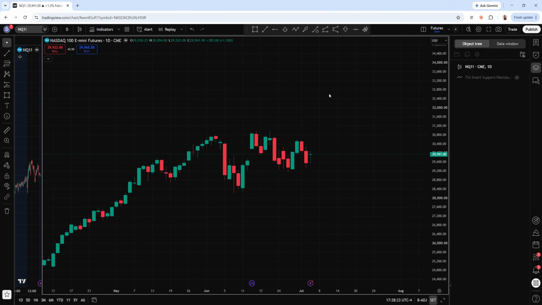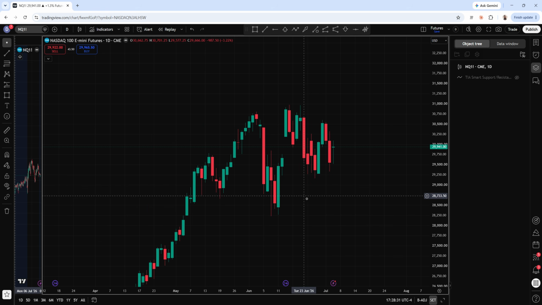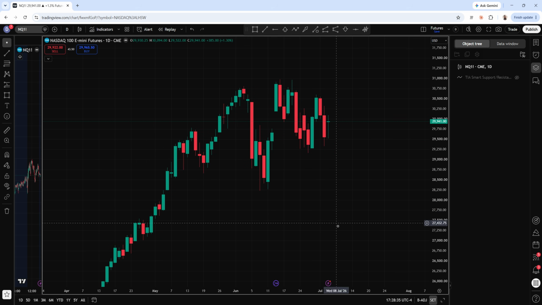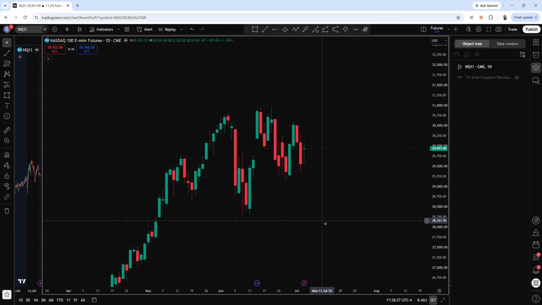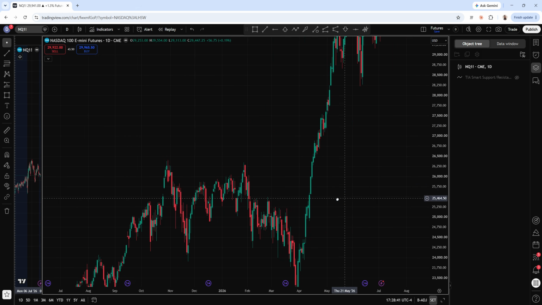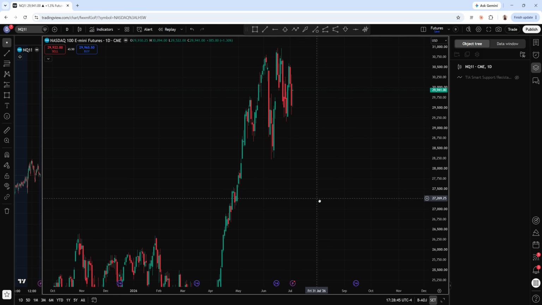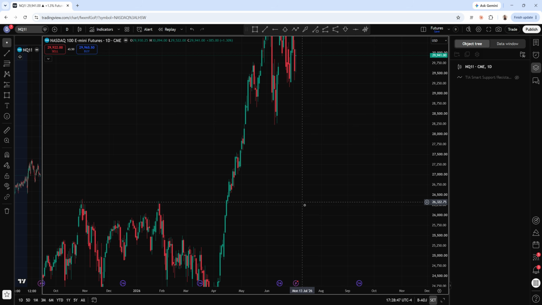Alright, so I'm going to drop the levels the same way that I always drop levels. I'm going to draw these up on the daily first, any big levels on the daily, and then I'm going to draw the levels on the hourly. I'm not going to draw anything way back down here because we're several thousand points away from it. There's no point right now to draw those.